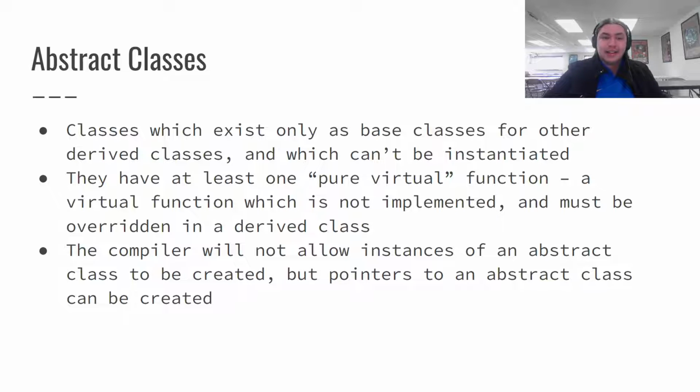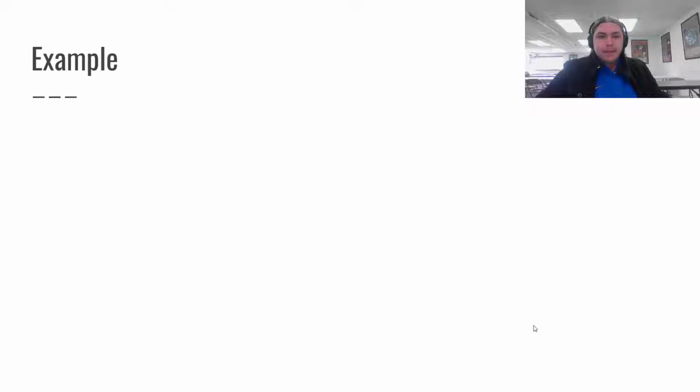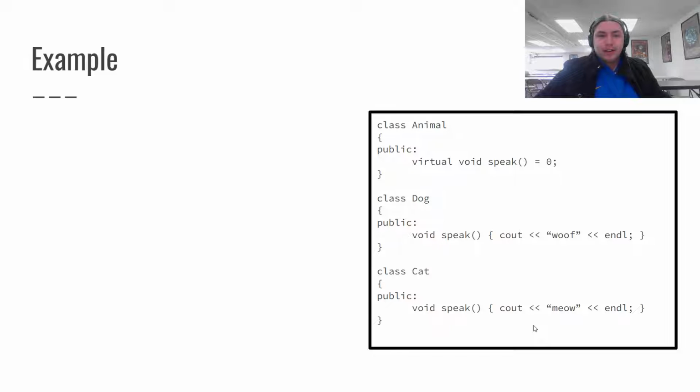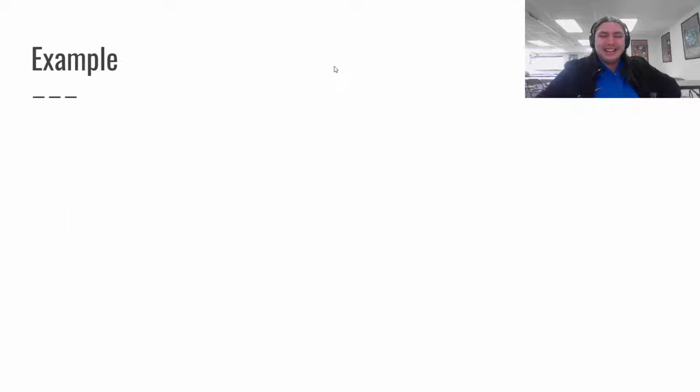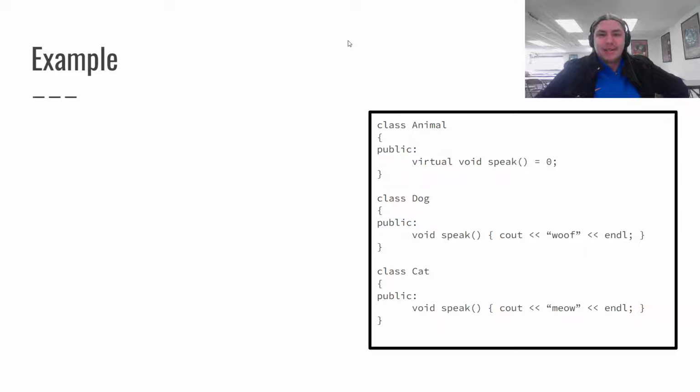And as I say here, the compiler will not allow instances of an abstract class to be created, but pointers to an abstract class can be created, and they will point to instances of a derived class. I'm explaining this badly. Let's just move on to the example.